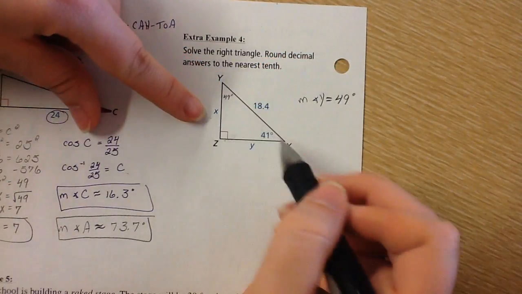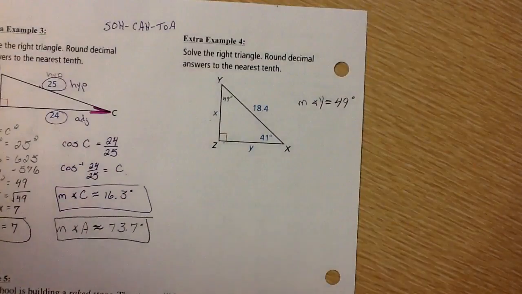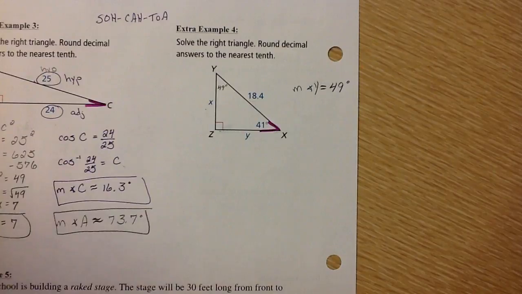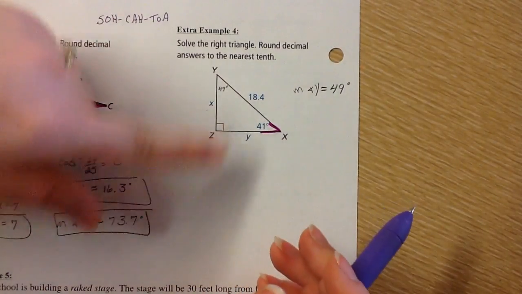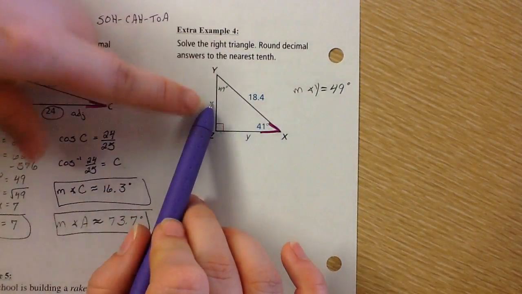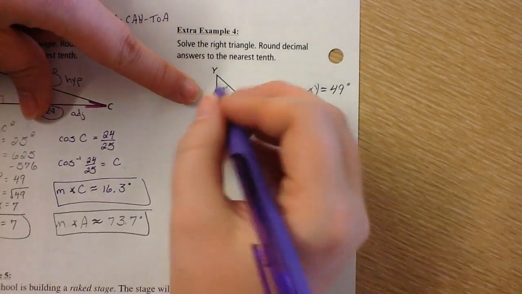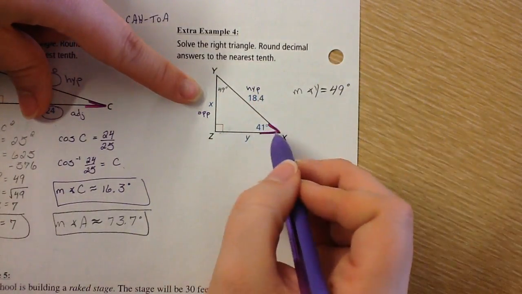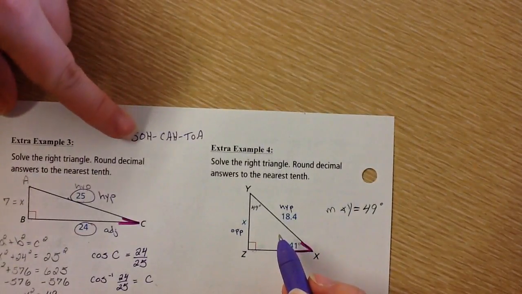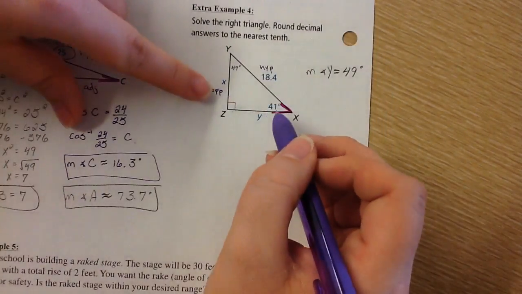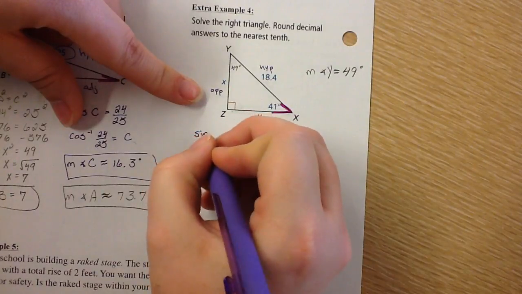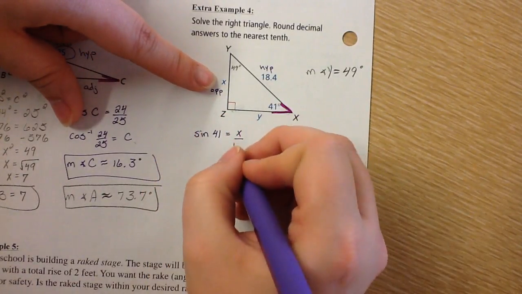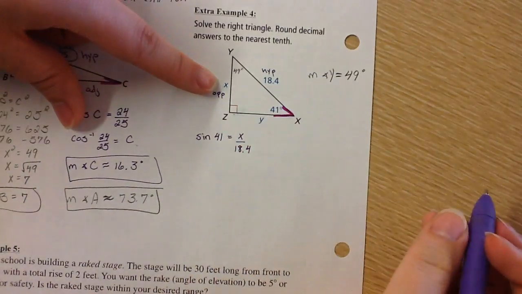Now we just need to find the two missing sides. So again, pick an angle. I'm going to pick the angle they gave me here, that's 41. And pick a side. Which one do we want to find, X or Y first? X, alphabetically. X is, of course, opposite. This one is the hypotenuse. So opposite over hypotenuse is sine. So the sine of 41 degrees equals the opposite side X over the hypotenuse, 18.4.